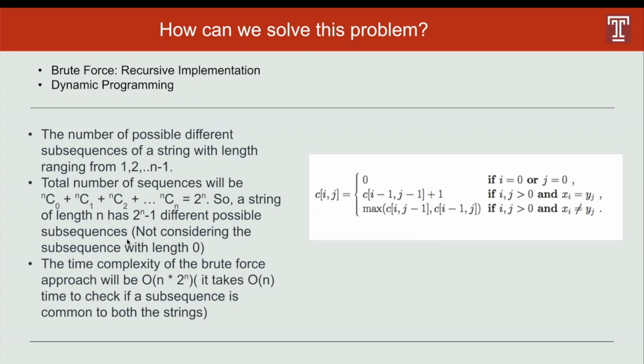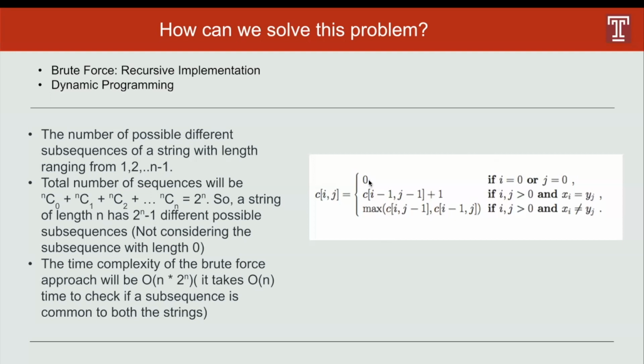The total time complexity for the brute force approach will be big O of n times 2 to the power n, where order of n is the time to check if the subsequence is common to both of the strings. So 2 to the power n combinations have to be found by brute force, that is very time consuming, right? That is the main problem with applying brute force to find the longest common subsequence. So here is a pseudocode for solving this problem with brute force.